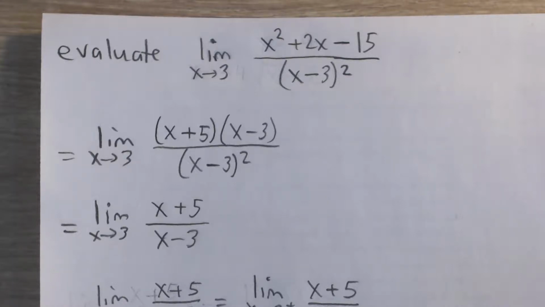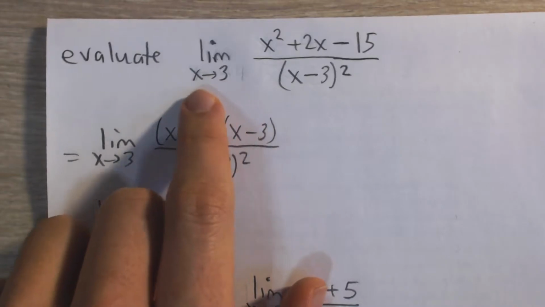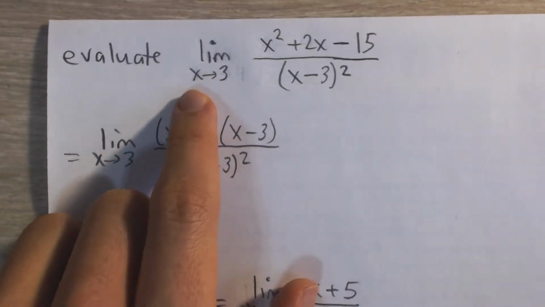Okay, so here we have to evaluate the limit as x approaches 3 of (x squared plus 2x minus 15) divided by (x minus 3) squared. So how do we do this? Well, first, anytime you have a limit, it's always good to try and plug in the number to start.